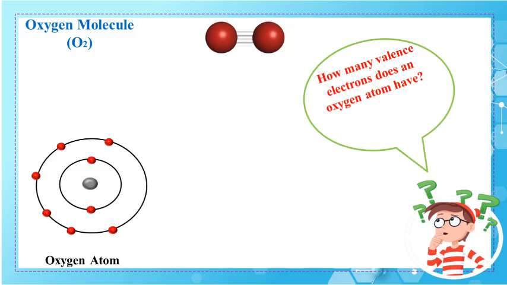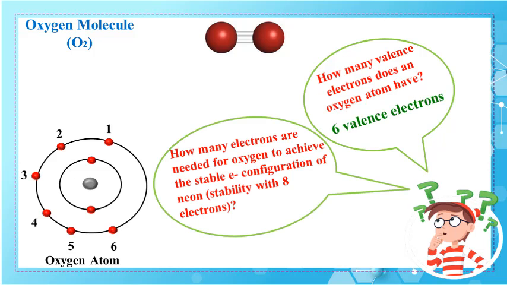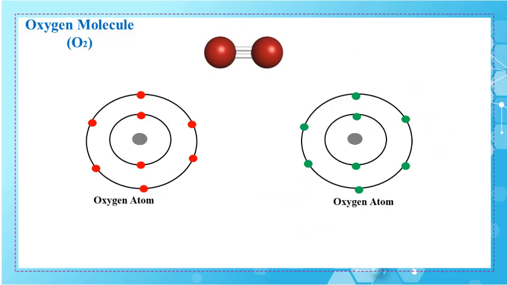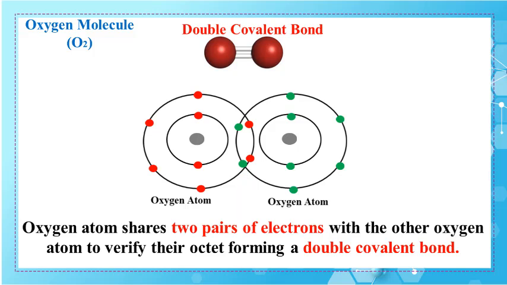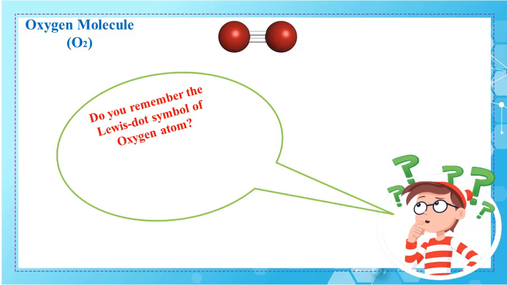How many electrons does an oxygen atom have? It has 1, 2, 3, 4, 5, and 6 valence electrons on its valence shell. How many electrons are needed for oxygen to achieve the stable electron configuration of neon, which is a stability with 8 electrons? It needs 2 electrons. So the oxygen atom will share 2 pairs of electrons with the other oxygen atom to form a double covalent bond. Do you remember the Lewis dot symbol of oxygen atom?